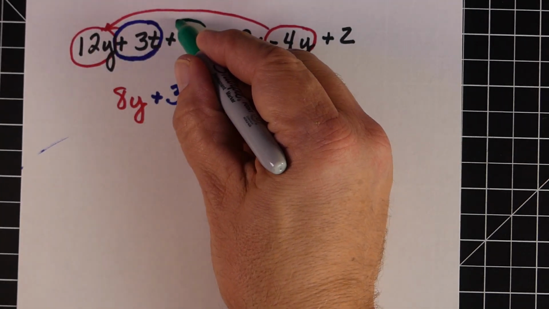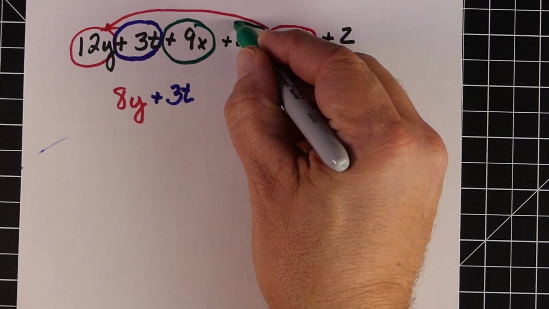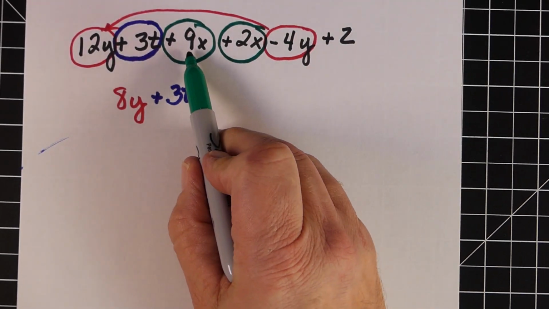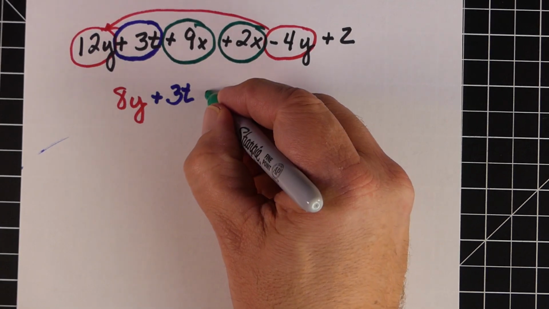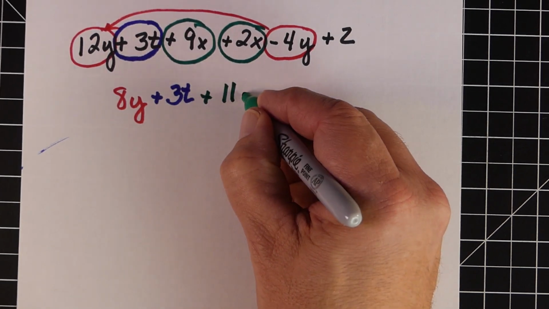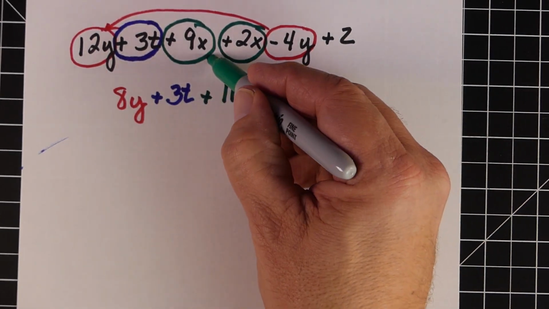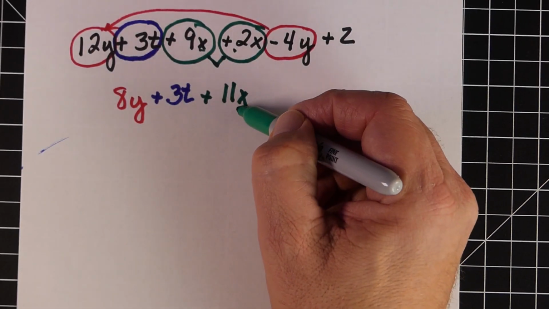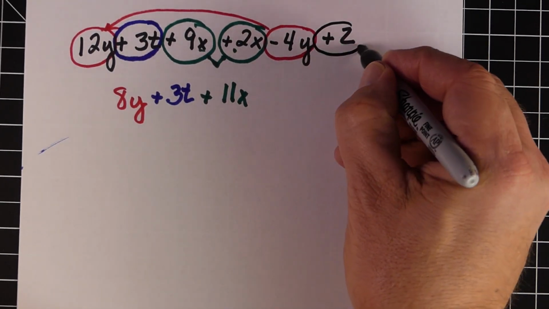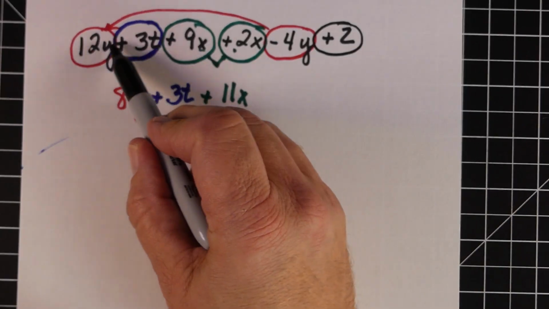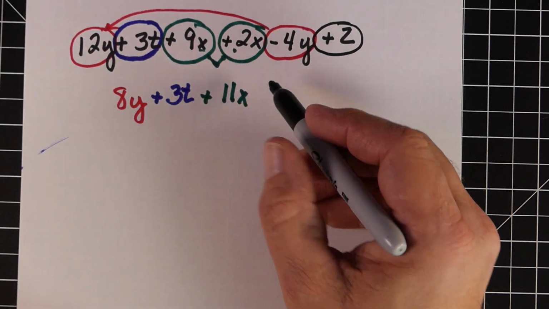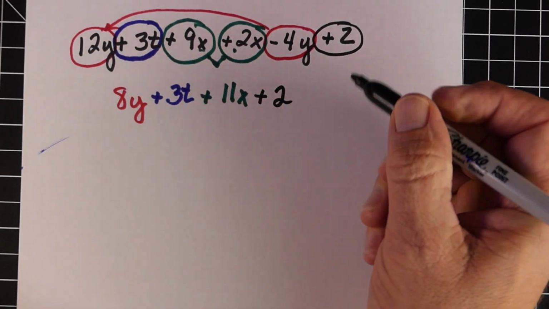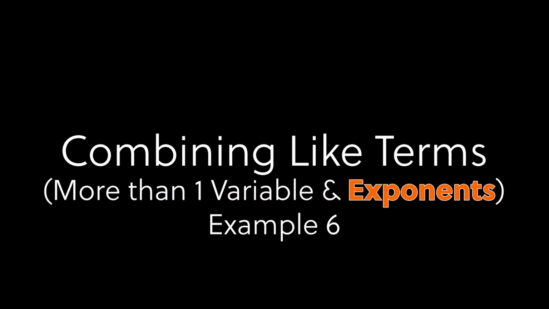Next, we're going to look at x's. Here I have 9x plus 2x, and that's it. There's no other x's around. So if I combine 2x and 9x, that gives me 11x. So those two together combined equal 11x. And finally, I just have this number on the end with no variable. It's the only one left. So I'm just going to keep the plus 2. And so that's how we would simplify that expression.